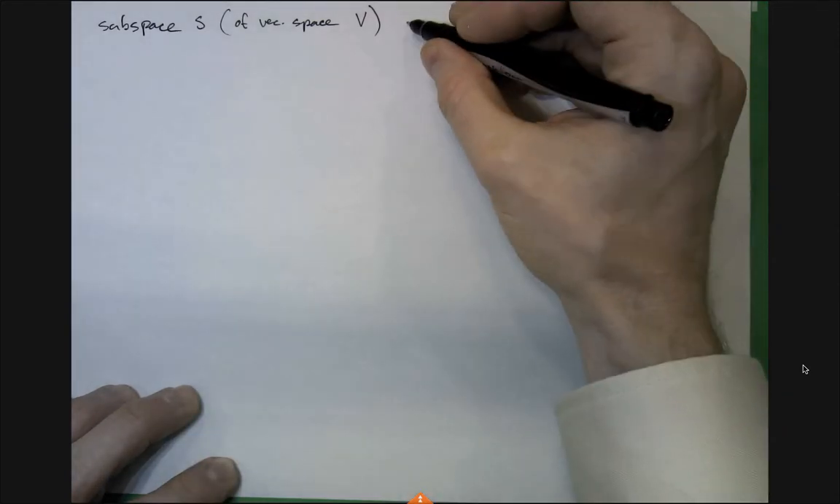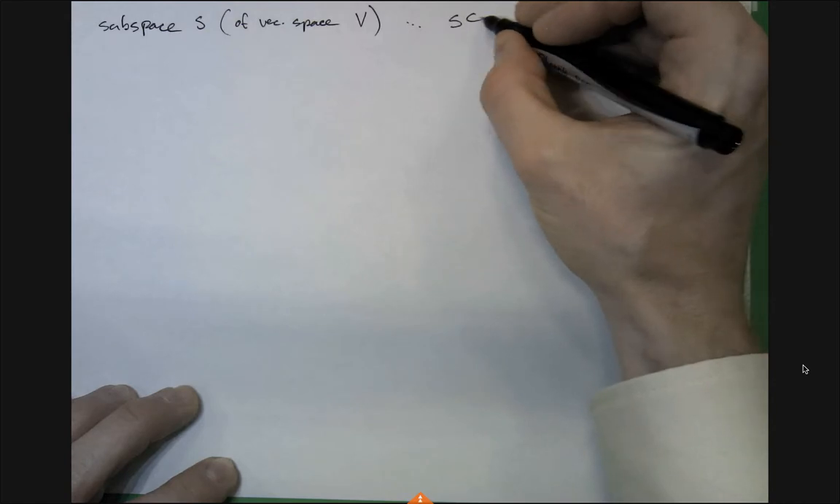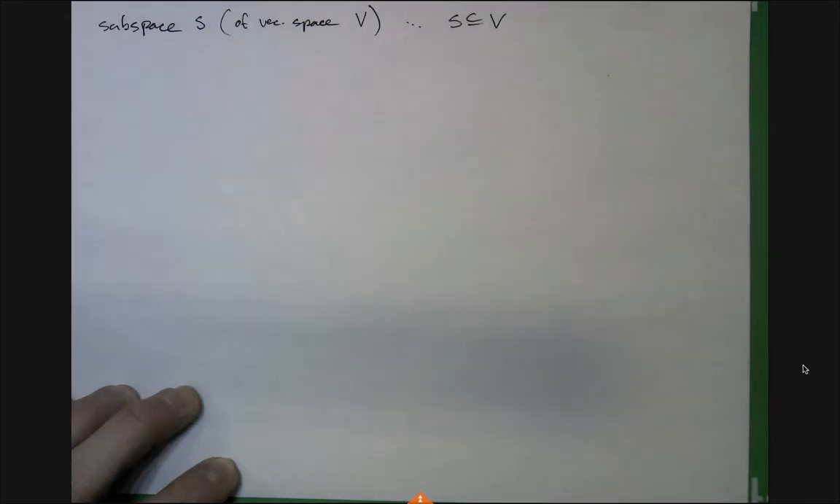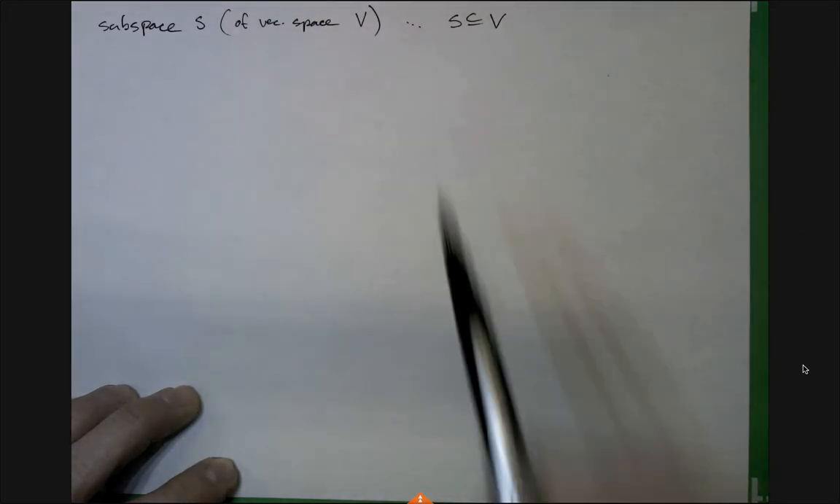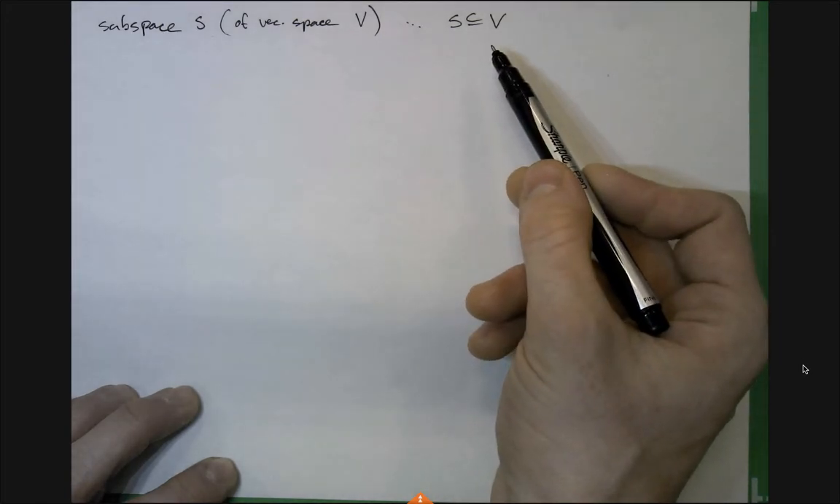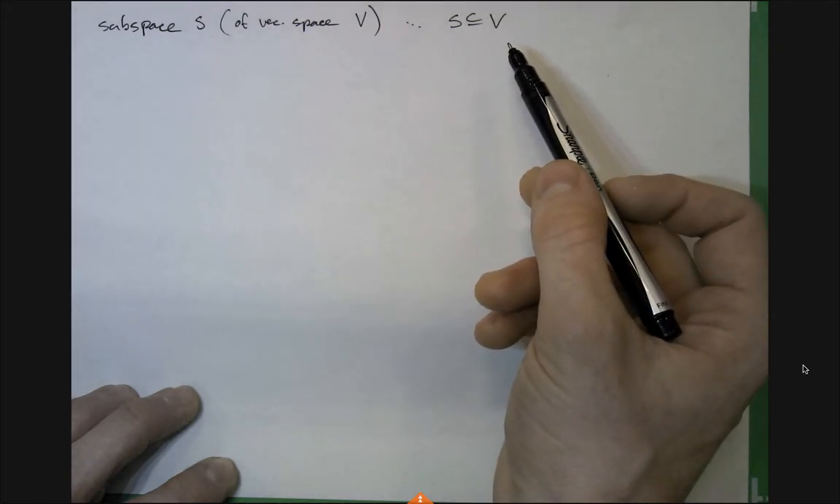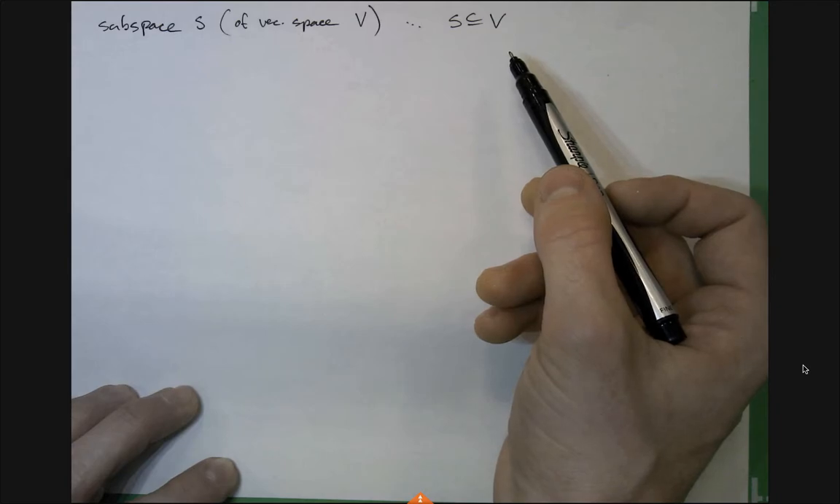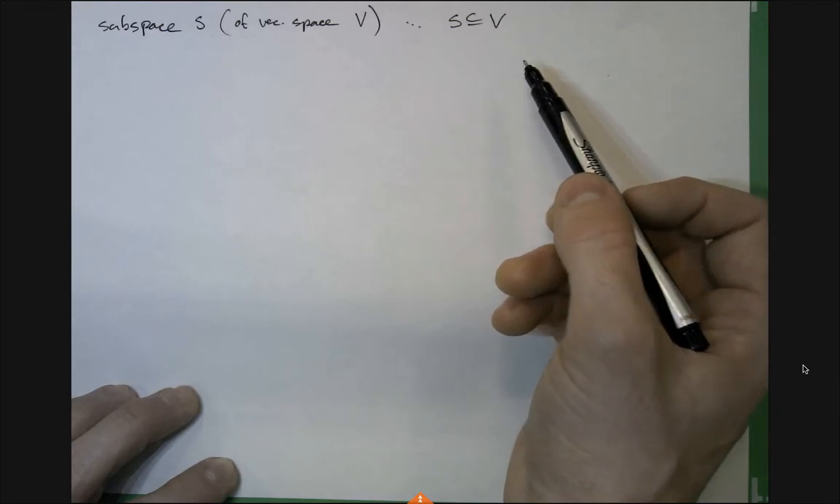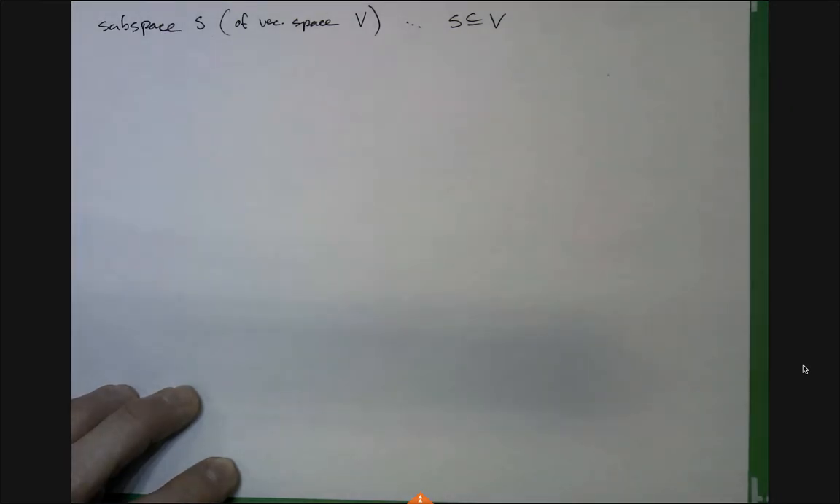So the subspace S was a subset of V, but not just any subset. What were the properties? We will be talking a lot about subspaces today, so let's just quickly review what a subspace is. So it must be a subset, but not every subset would be a subspace, right? Contain 0. That's correct. What else?